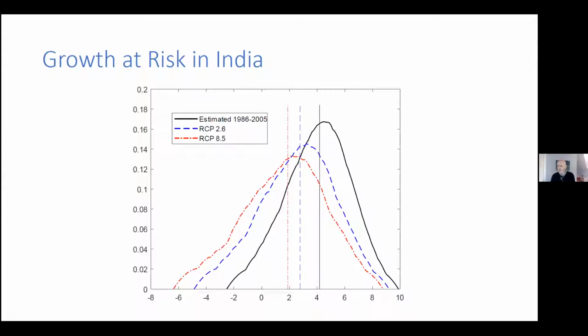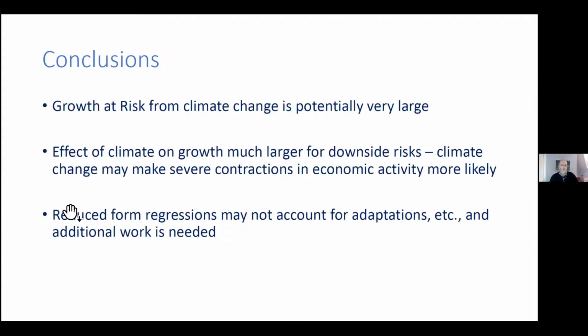And those sorts of things are going to be, according to these regressions, much more likely in a world where climate change worsens. And under every possible projection, climate change will worsen from current levels. So to conclude, I've looked at growth at risk from climate change using the sort of quantile regression approach that has become used in other areas of macroeconomics. I have a paper coming out in the JMCB on unemployment at risk in the US that uses similar empirical approaches.